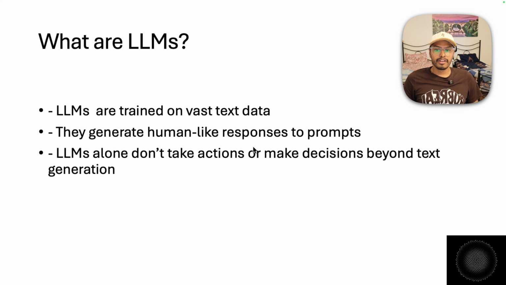LLMs are trained on vast data sets, and these data sets could be the internet itself, books, blogs, whatsoever. So they are systems that can generate human-like responses to the questions they have been asked. You go to ChatGPT, you ask a question, which is called a prompt, and this prompt is later analyzed, and the system will generate responses in a way that a human would. But there is a limitation for these LLMs. They cannot take any sort of actions or make decisions on your behalf. They are only capable of generating text. So that's in short what an LLM is.